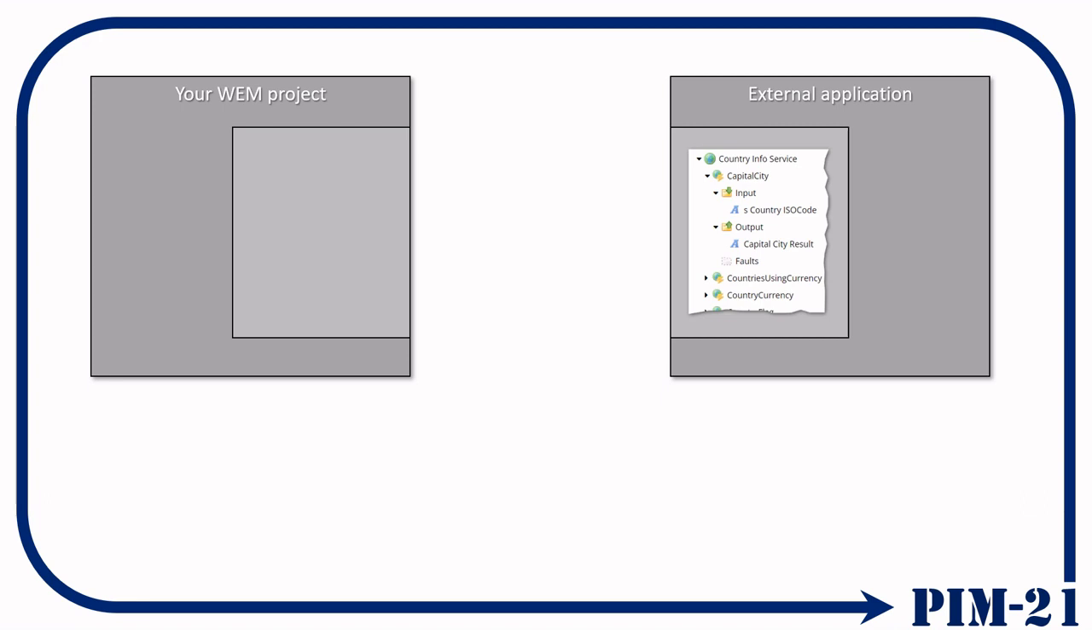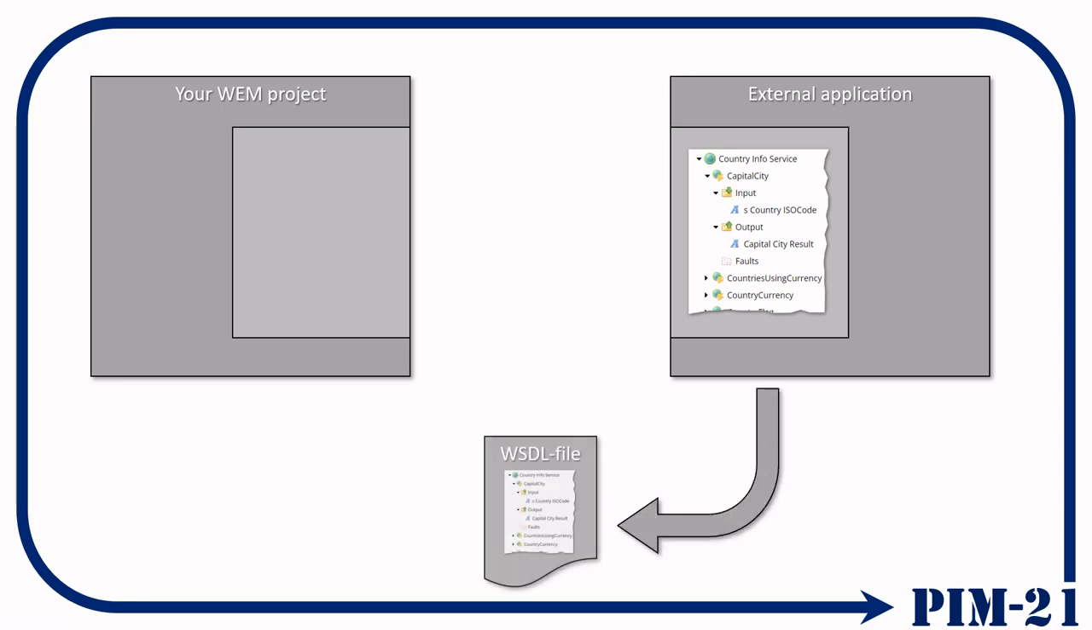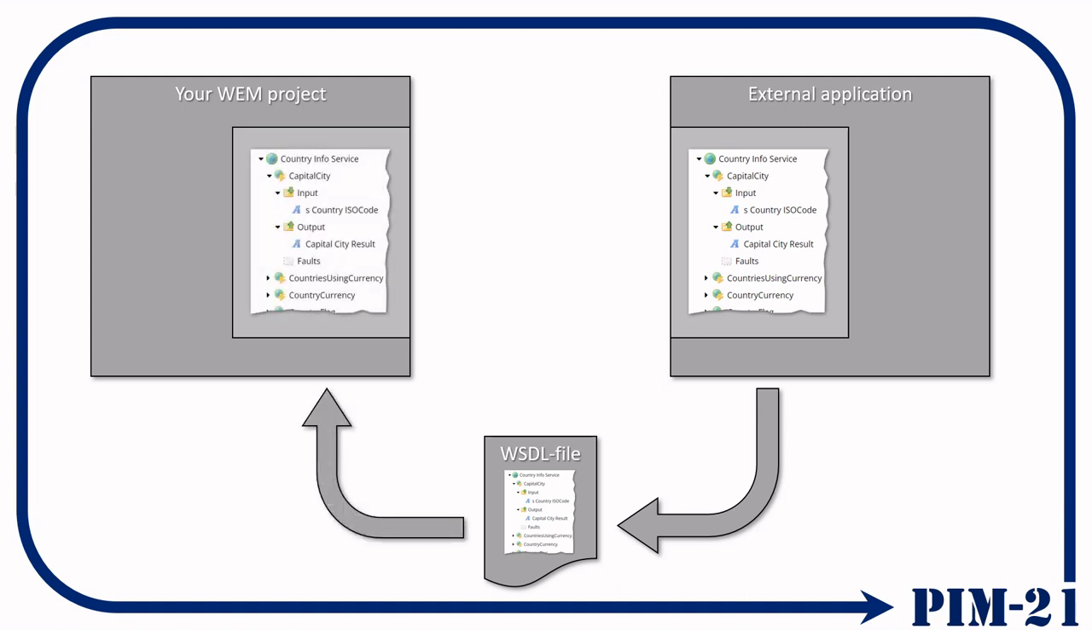In order to access a SOAP web service, your WEM project needs a description of the interface of the web service. This is provided by the developer of the external application, in what is called a WSDL file. A WSDL file contains a definition of the web service. It can be imported in your WEM project. This way WEM knows how to access the web service.